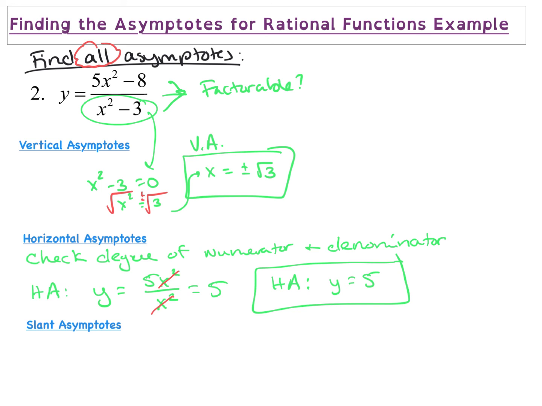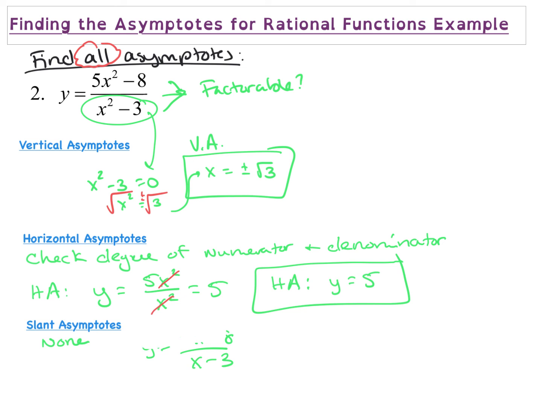Now in this problem, there are no slant asymptotes. Those are where the degree of the numerator isn't the same as that of the denominator. Rather, the degree of the numerator is 1 more than the degree of the denominator. So if it had been maybe like 5x squared minus 8 over x minus 3, and this were a 2, this were a 1, then we would have a slant asymptote, and we would use long division of polynomials to figure out the equation of that slant asymptote. But that doesn't happen in this case.